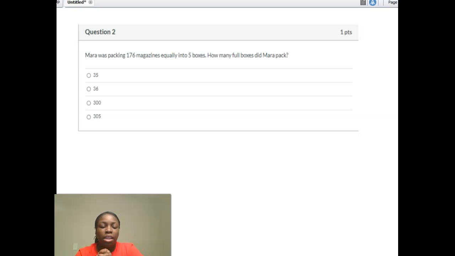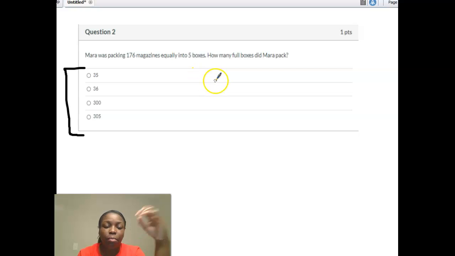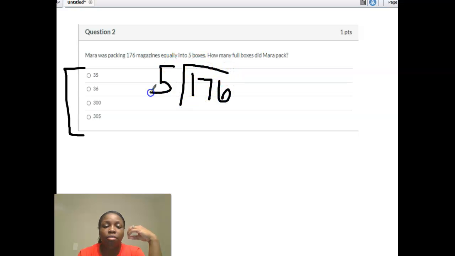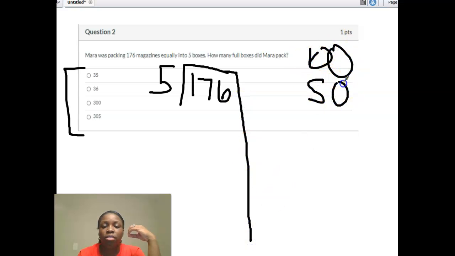So I'm looking at this to figure out if this is a multiplication or division. I can't look at my answer choices here, you guys, because I have smaller numbers and big numbers, right? So I have to look at my question and figure out what am I doing here. I am packing, I'm grouping, I'm putting things into boxes. That means I have to divide. So I'm doing 176 divided by 5. I'm drawing my big 7. I have my friendly numbers on the side, like always.